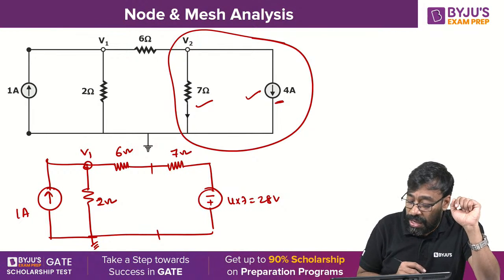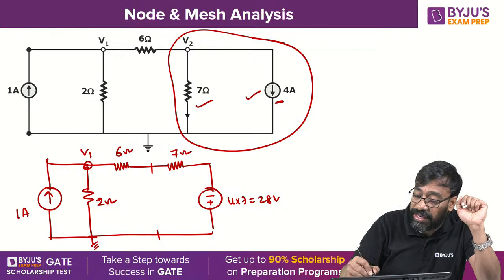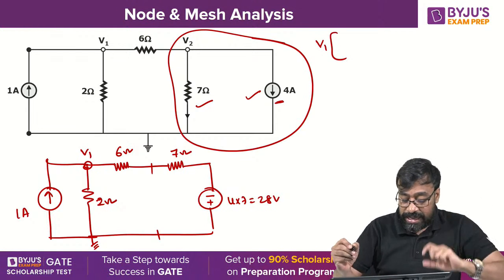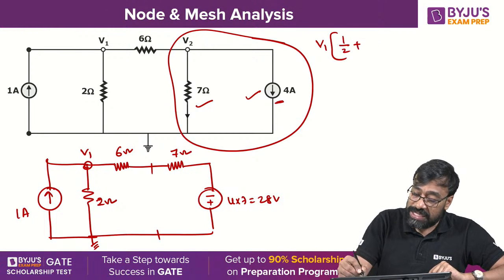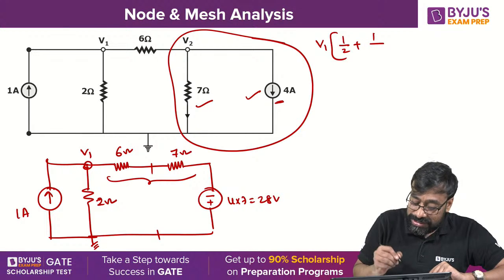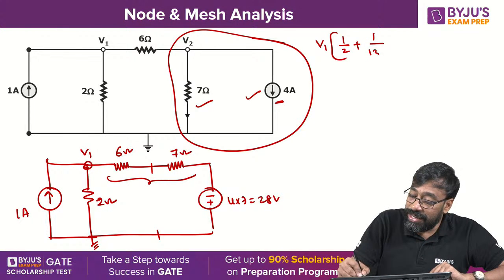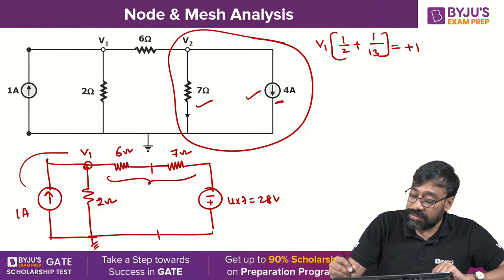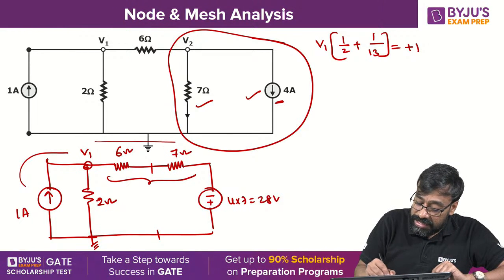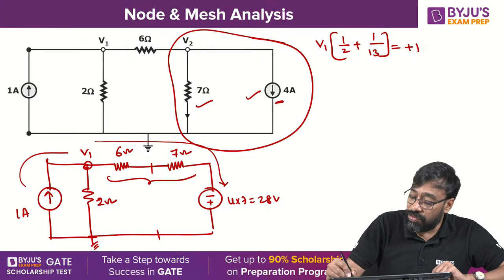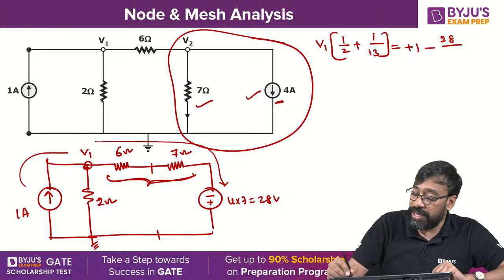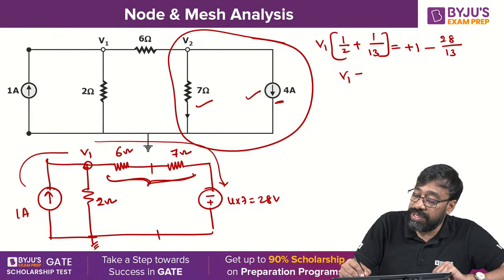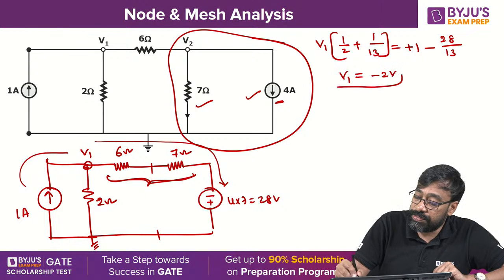You following? Now I can apply the inspection technique directly. V1 of 1 by 2 plus 1 by 13, you have to take the total resistance, is equal to plus 1, because the current is entering. And the 28 volts source is leaving, touching the negative sign first, therefore minus 28 by 13 you are supposed to take here. Simple. So solve it. You will definitely get V1 equal to minus 2 volts.